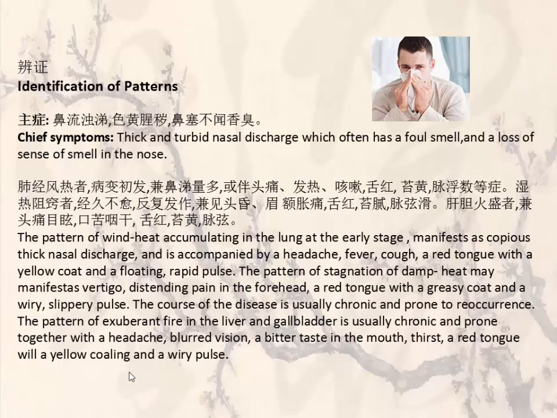Damp heat. All right. If we have stagnant damp heat inside, then we probably have distending vertigo from the lack of the clear yang rising, descending pain in the forehead, dull pressure, red tongue with a greasy coating and a wiry and slippery pulse. This looks to me like systemic damp heat, but again, there may be some phlegm present. It's more common to have phlegm in this pattern.